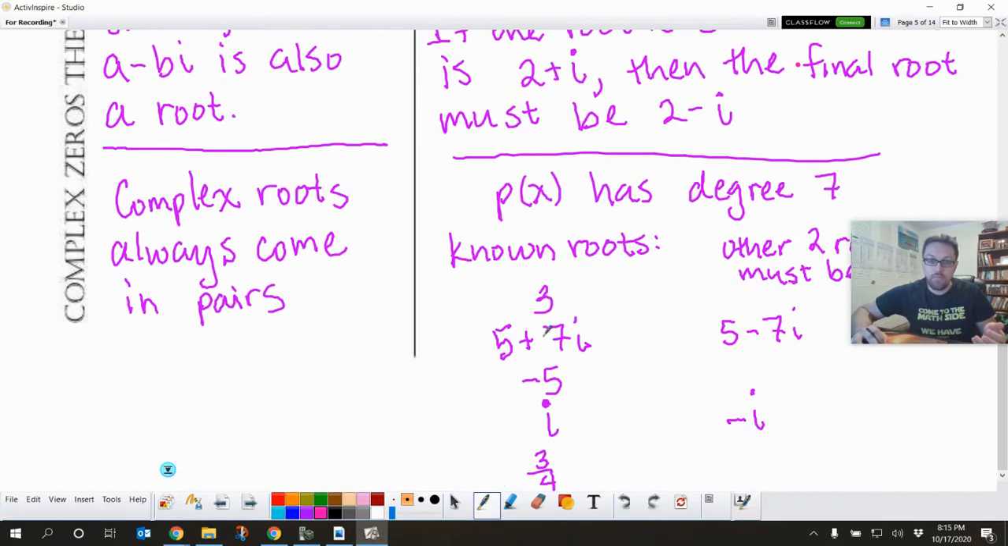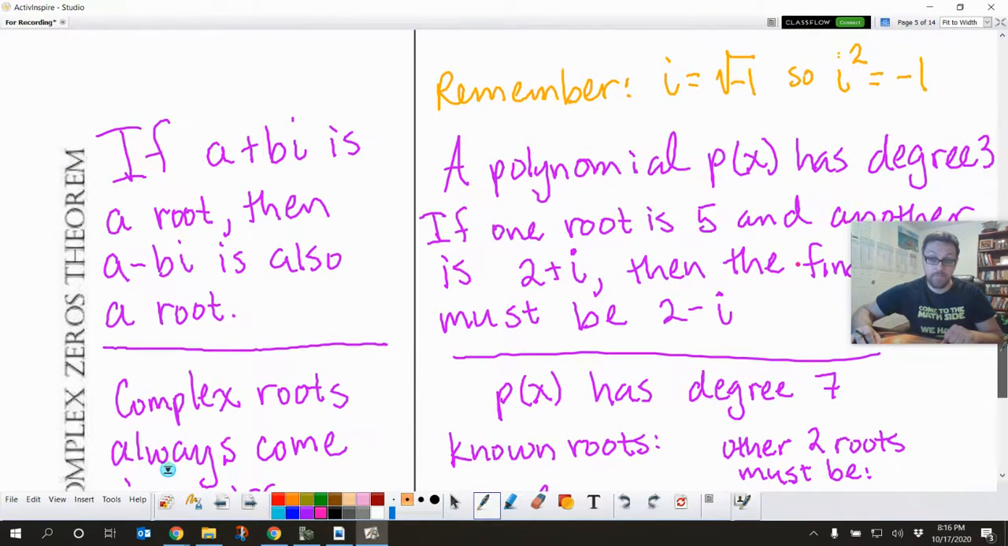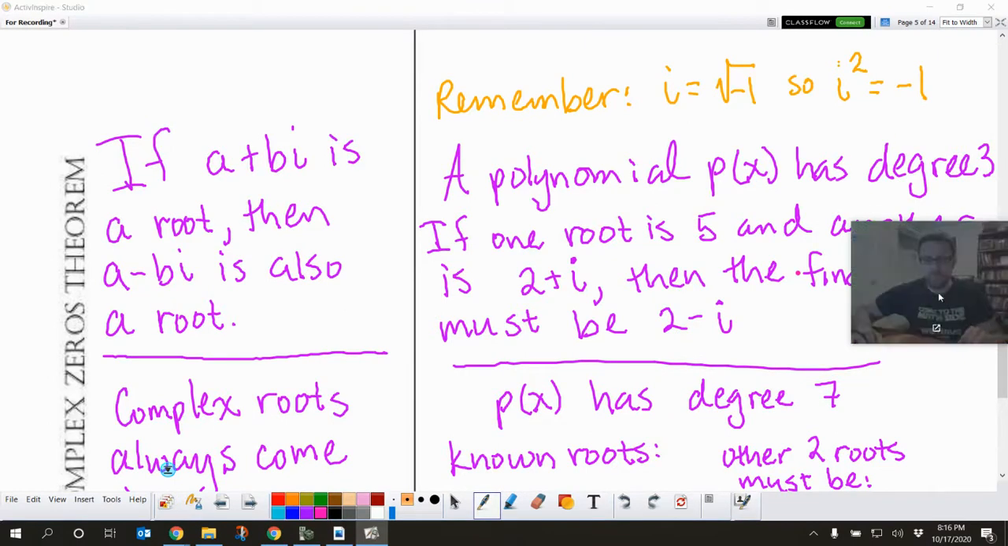Down here, we've got 5 plus 7i and 5 minus 7i. We've got positive i, we got negative i. We're not guaranteed 3 and negative 3. If we got 3, that's a real root. Those don't come in pairs. Imaginaries, i and negative i, 5 plus 7i, 5 minus 7i, those always come in pairs. Imaginaries come in pairs. Reals don't necessarily come in pairs. Okay? Reminder, these i's come from the square root of negative 1.